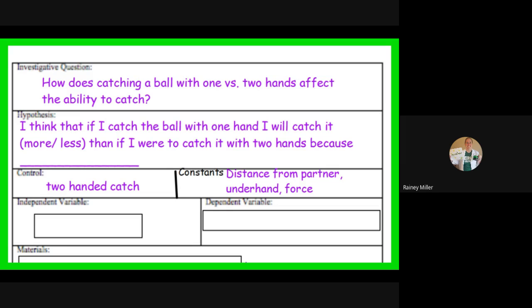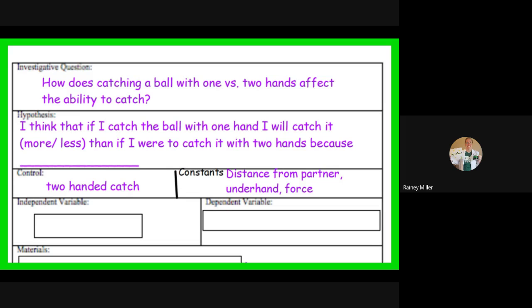You're going to be tossing underhand with your partner, no overhand. Because if sometimes you're throwing it overhand and sometimes underhand, that's going to make a difference in your experiment. So I am telling you underhand only. And you need to use the same force. The idea is not for your partner to not catch it. The idea is for your partner to catch it. So make sure you're throwing it in a way that it's possible to actually do the experiment.